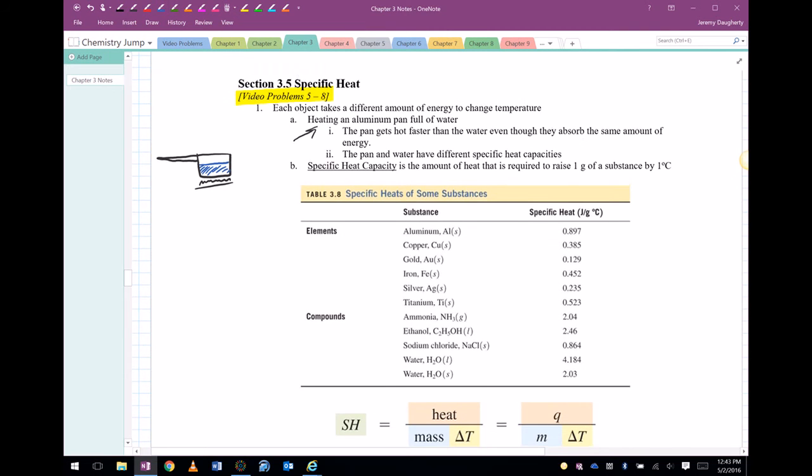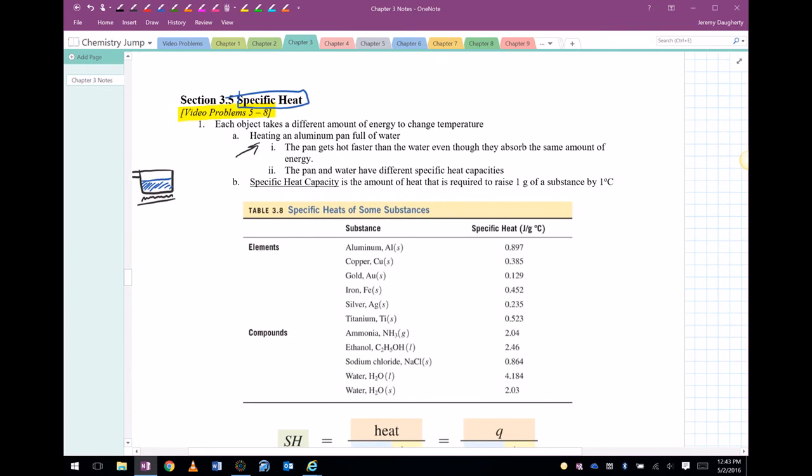Why? Well, it's because of what's called its specific heat. So the specific heat capacity is the amount of heat that's required to raise 1 gram of that substance 1 degree Celsius. You see how specific that definition is? That's why it's the specific heat capacity. The heat capacity is the amount of heat required to raise a substance 1 degree Celsius.